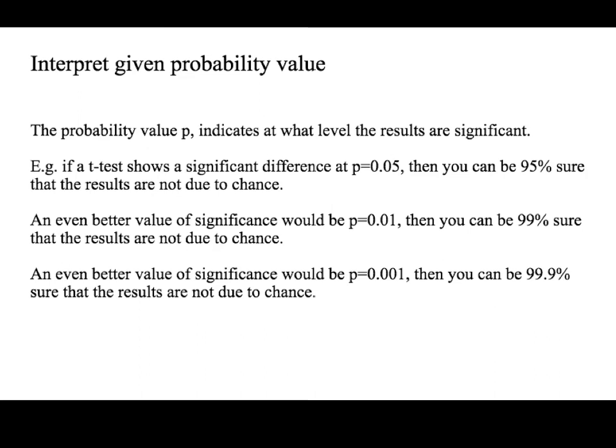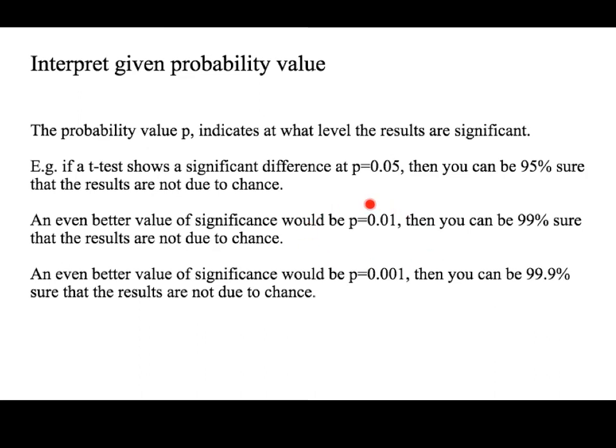You need to know about the probability value, so this is linked to the statistical tests. Your probability value, if you see one this year, will be represented by p, and it's this value that you can use to see if the results are significant. So if a t-test shows a significant difference, and the value you've tested it to is p equals 0.05, then you can be 95% sure that the results are not due to chance. So you can be 95% sure you have got a significant difference.